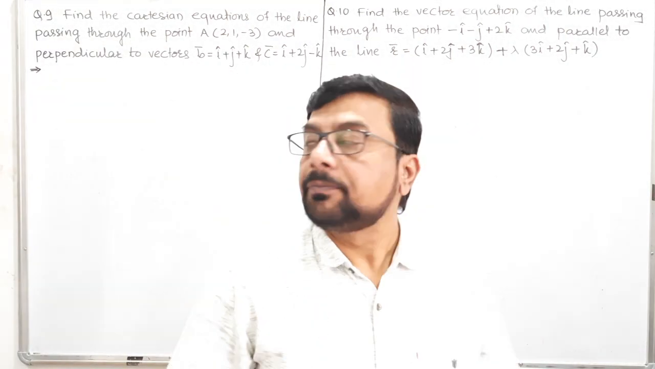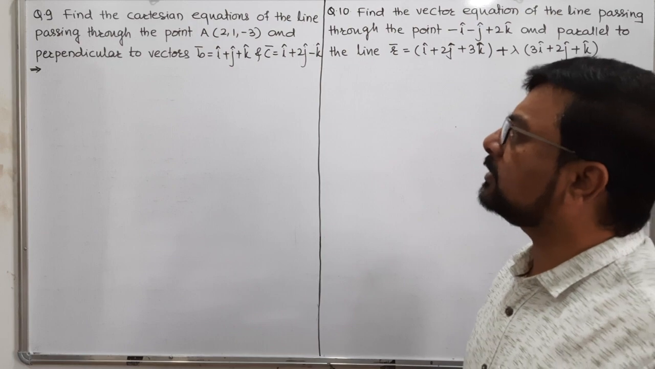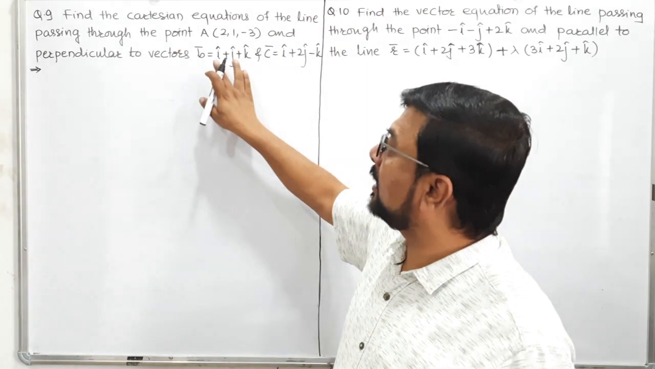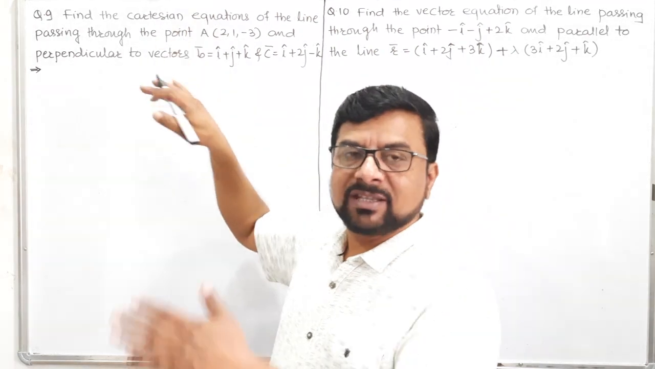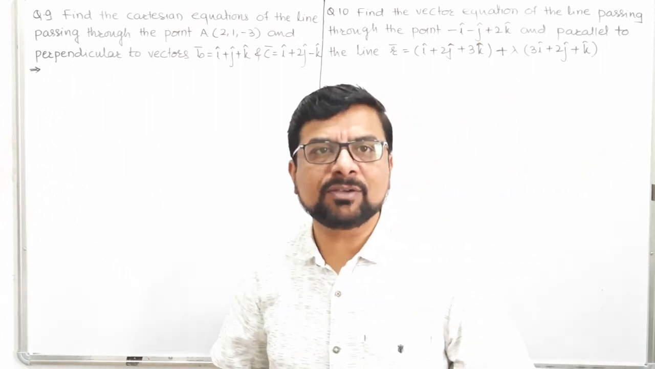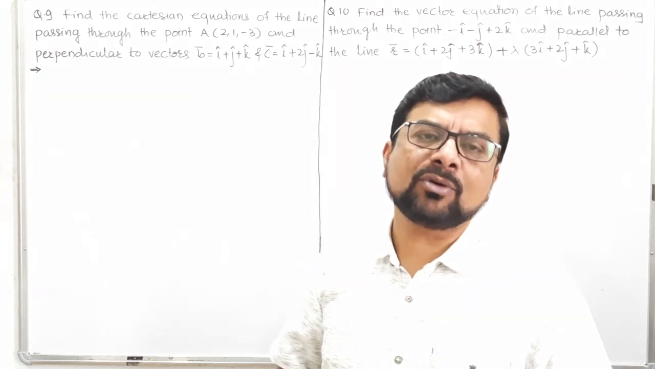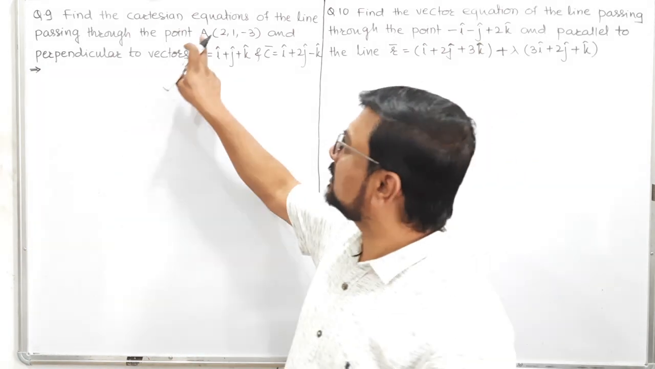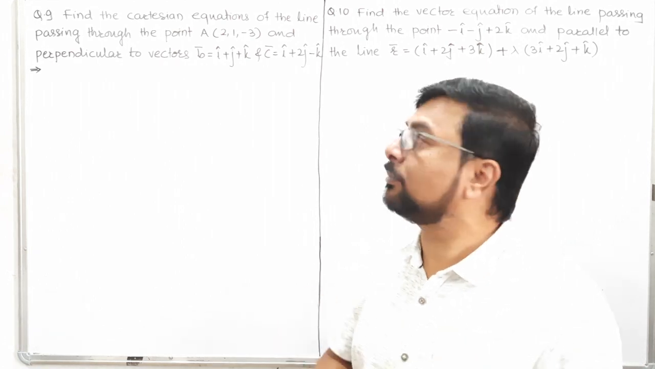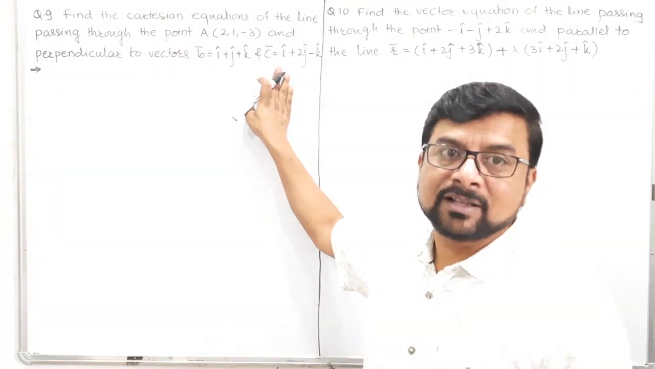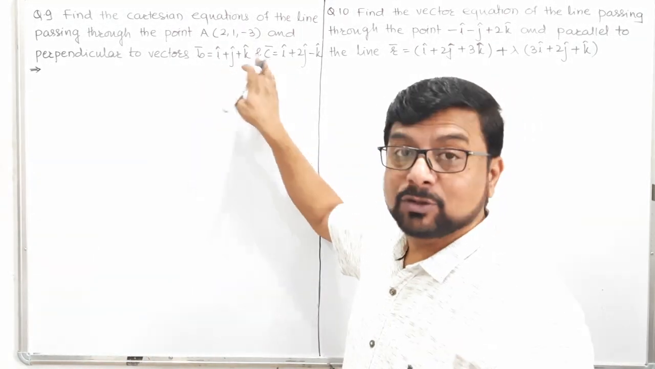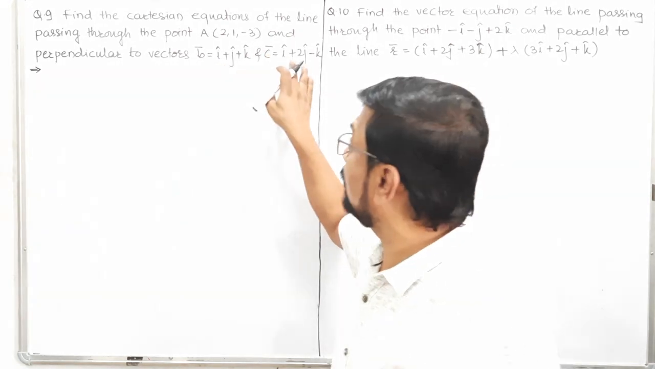Now look at question number 9. Find the Cartesian equations of the line passing through the point and perpendicular to the two given vectors. The same question is here which we solved in question number 6 and 7, but here we are going to find the Cartesian equation, whereas in question number 6 and 7 we found vector equations. We know that the Cartesian equation of a line is given by x minus x1 upon a is equal to y minus y1 upon b is equal to z minus z1 upon c, where x1, y1, z1 are the coordinates of the point and a, b, c are the direction ratios. To find the direction ratios of the line, we must take the cross product of this b vector and c vector, because the line is perpendicular to these two vectors. Therefore, first of all, take the cross product of these two vectors.